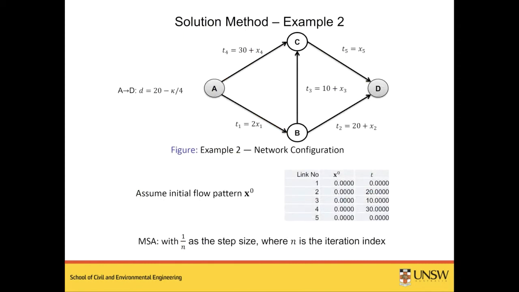So let's have a look at an example here to see how we can actually adopt MSA, but with elastic demand. So imagine this network. We want to go from A to D. This is our demand function.